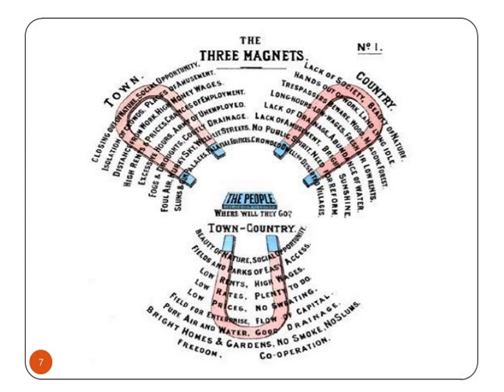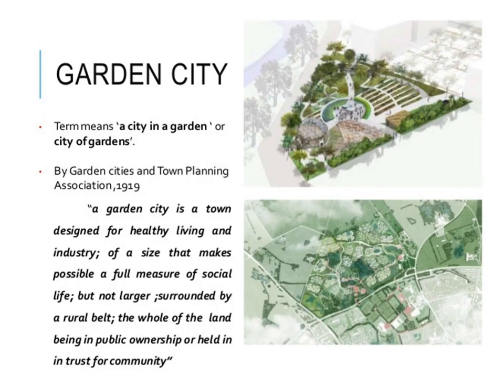This slide refers to the three magnets of Howard, where the town, country and people, the three elements or magnets, are shown. In this slide we are going to see what the garden city concept is.